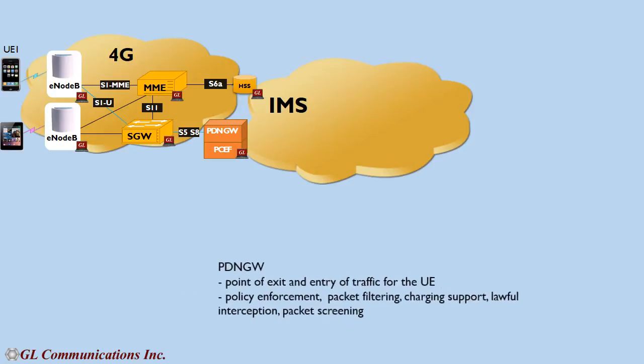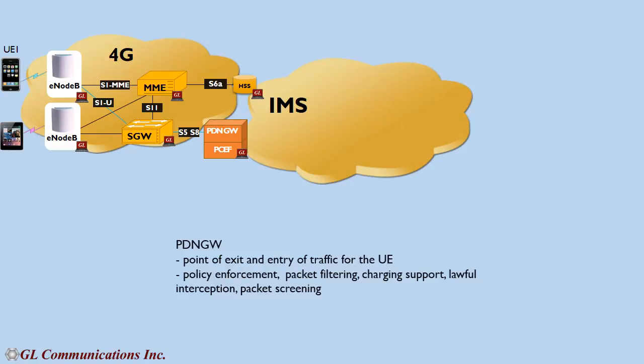PDN gateway, or the PGW. The PDN gateway provides connectivity from the UE to external packet data networks by being the point of exit and entry of traffic for the UE. The PGW performs policy enforcement, packet filtering for each user, charging support, lawful interception, and packet screening.